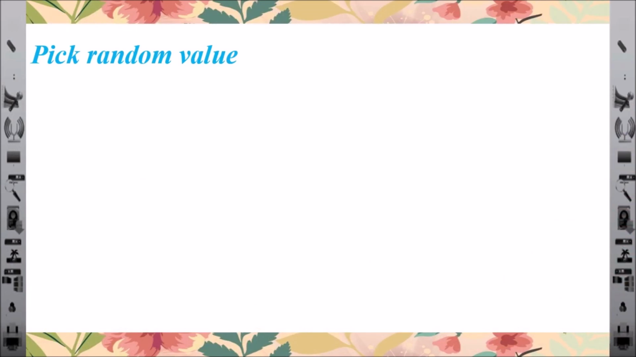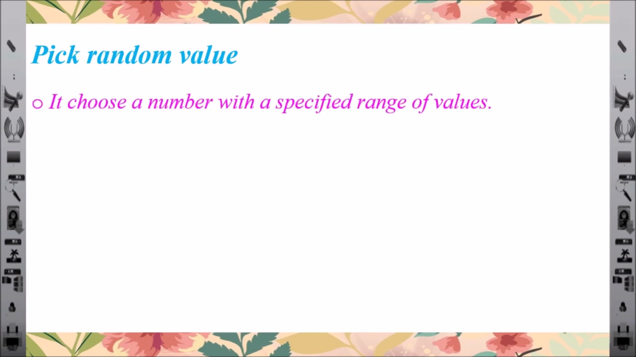For example, the starting number is 1 and the end number is 50. The number in between is randomly selected and stored as a value. You can get a random value from a collection by using the pick random block in the operators blocks category. It chooses a number within a specified range of values. You can set or choose the number of values in a specified range.